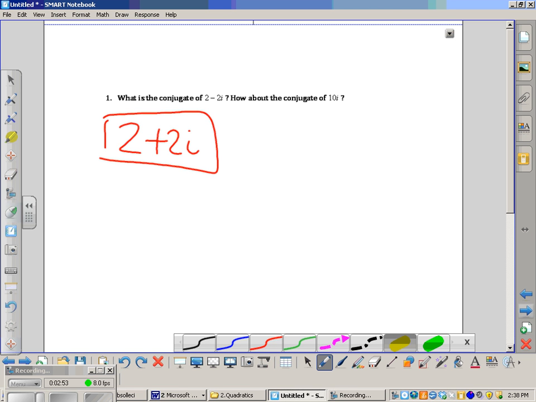And 10i is a special case, but if we wanted to, we could write it as 0 plus 10i. So the conjugate of 0 plus 10i is 0 minus 10i. So negative 10i is going to be the conjugate of 10i.